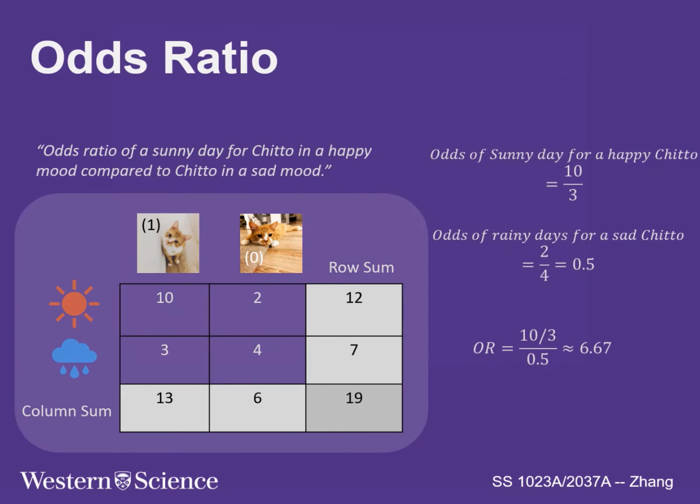So what if we switch our variable of events and the variable of comparison? Say, what is the odds ratio of a sunny day for a Cheeto in a happy mood compared to a Cheeto in a sad mood? If you're following the same process of the calculation of the odds ratio, you will realize that the odds ratio for this case is actually the same, which is still 6.67.